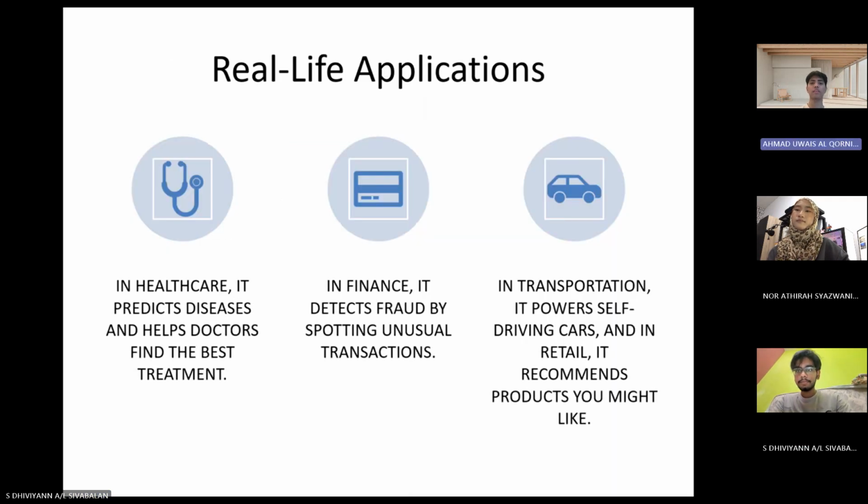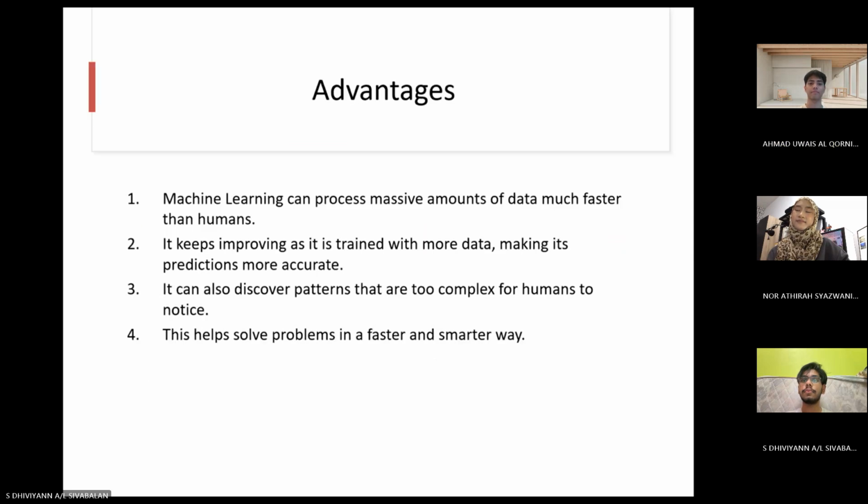So, what are the real-life applications of machine learning? In healthcare, it predicts disease and helps doctors find the best treatment. In finance, it detects fraud by spotting unusual transactions. In transportation, it powers self-driving cars, and in retail, it recommends products you might like.